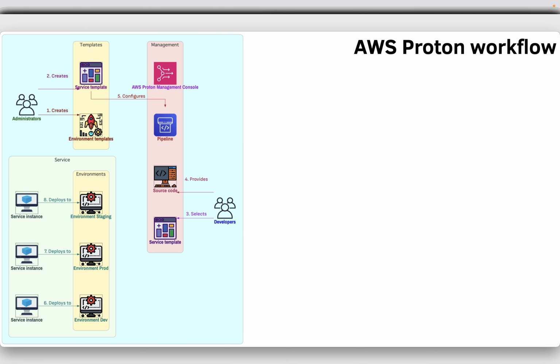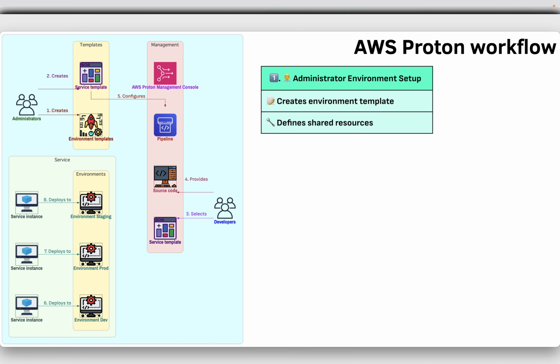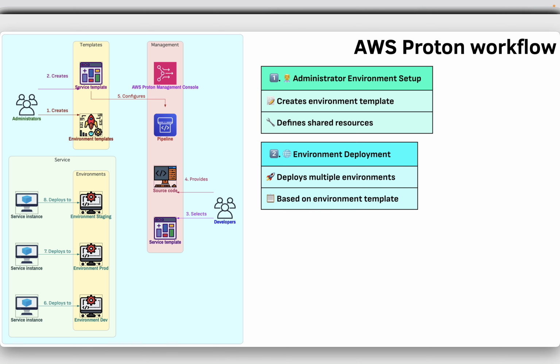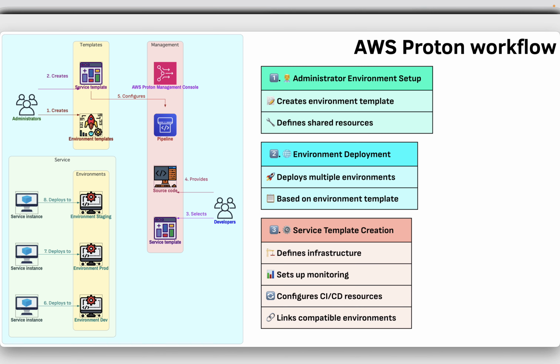So this is how the AWS Proton workflow looks. First, as an administrator, you create and register an environment template with AWS Proton, which defines the shared resources. AWS Proton deploys one or more environments based on an environment template. As an administrator, you create and register a service template with AWS Proton, which defines the related infrastructure, monitoring, and CI/CD resources as well as compatible environment templates.